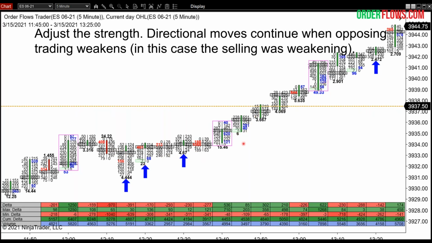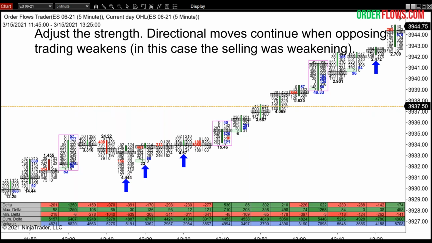And what's interesting in this move is, again, you're seeing the weakness in that selling pressure, but then you're seeing the aggressive buying come right back up. So you start putting the two pieces together, the weakening aggressive selling followed by strong aggressive buying. What do you think the market's going to do, right? It's going to keep going up.